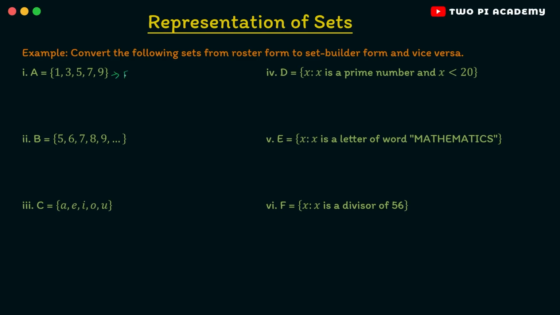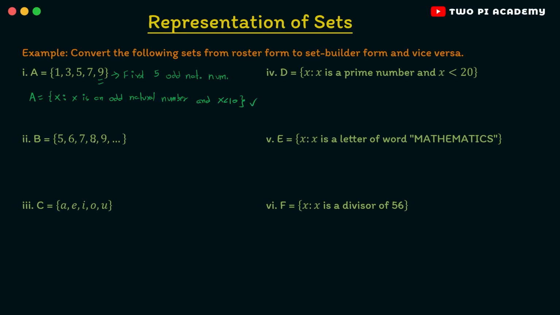So here for the first set, you can notice that they are the first 5 odd natural numbers. So that's what you will use to represent the set in the set builder form. Capital A is equal to the set of all x such that x is an odd natural number. But here you can notice that it ends with 9. So therefore you have to specify and x is less than 10. So this is the set builder form representation of the set.